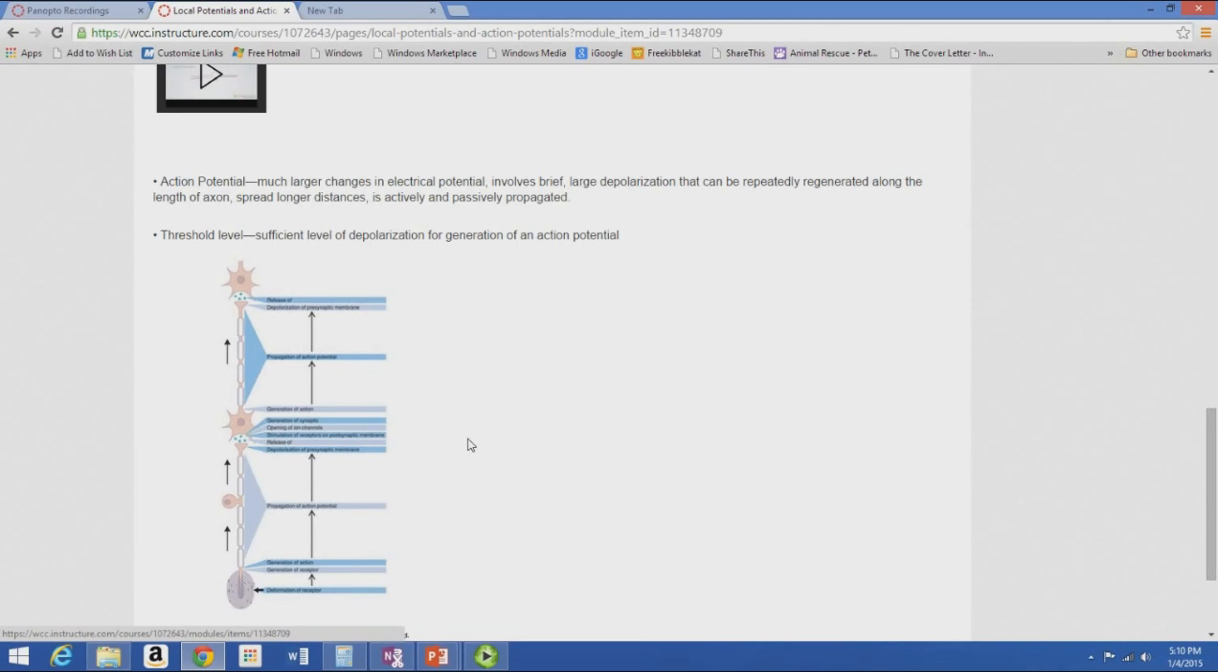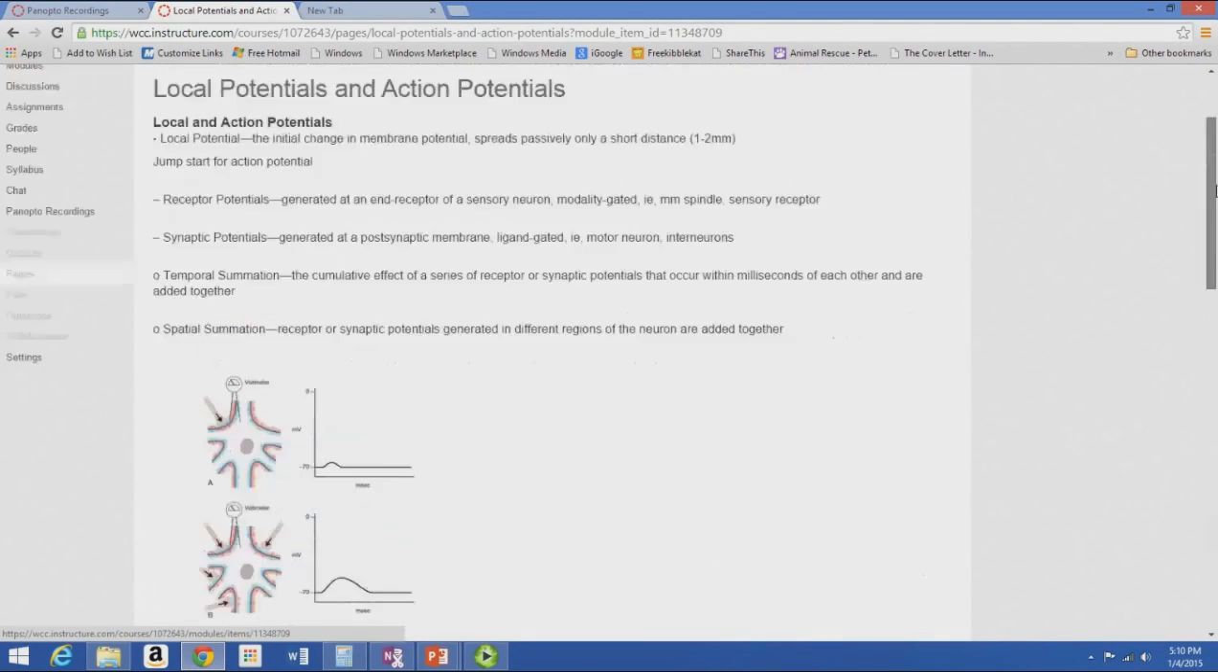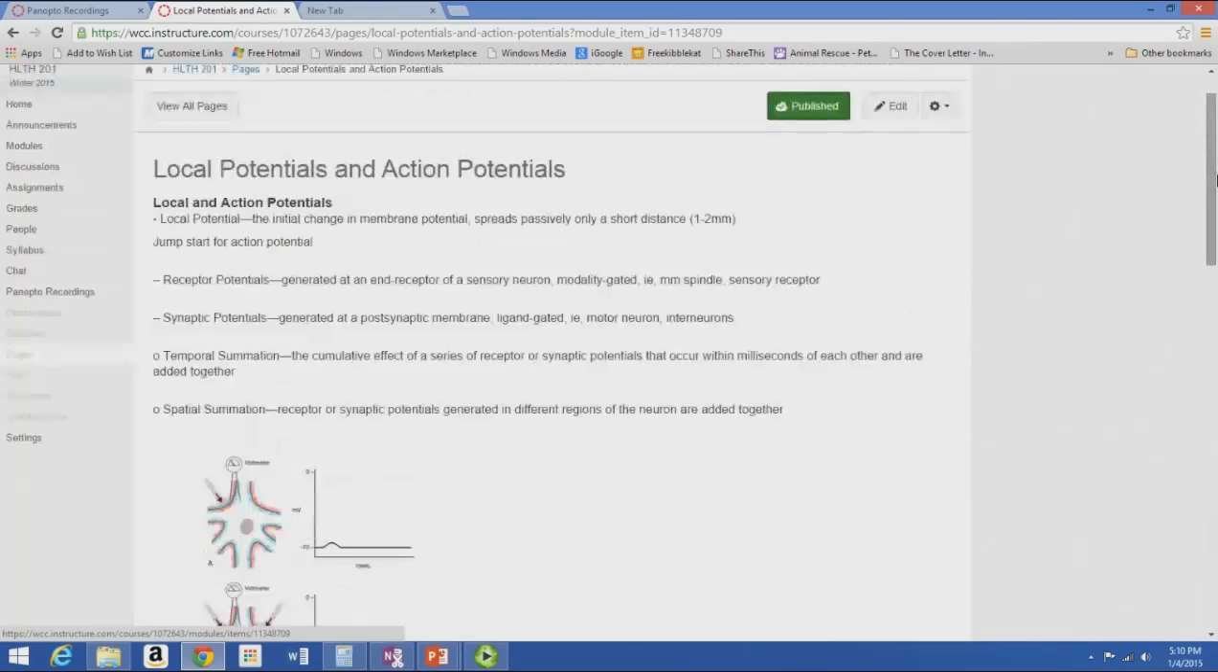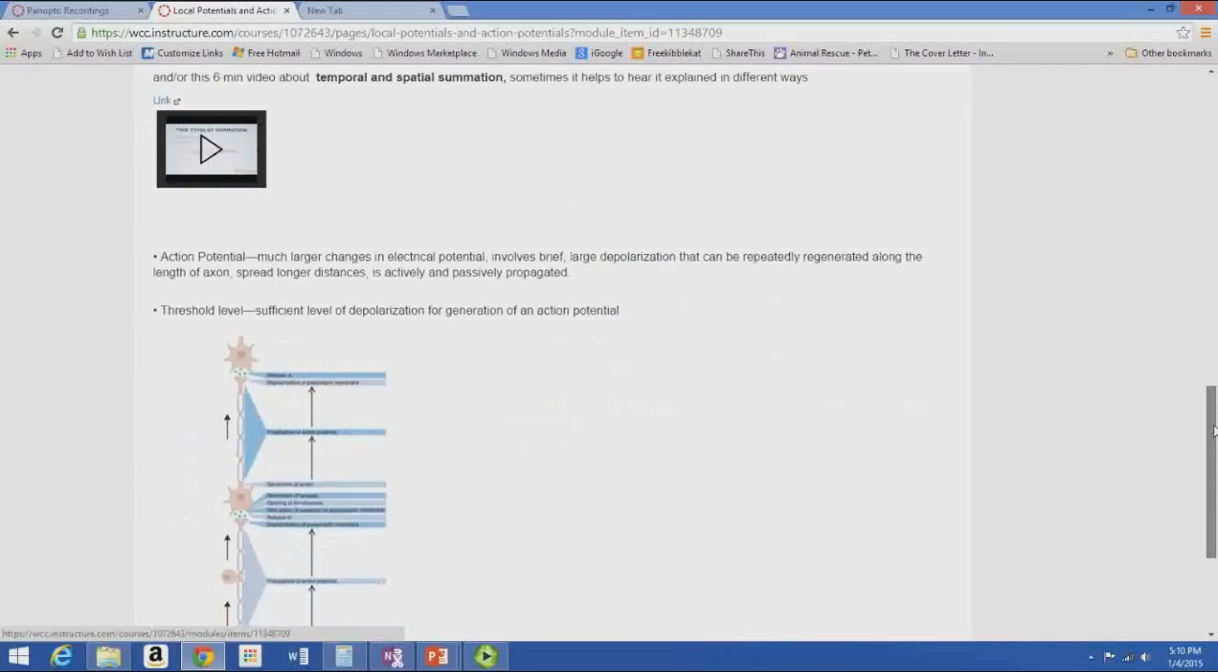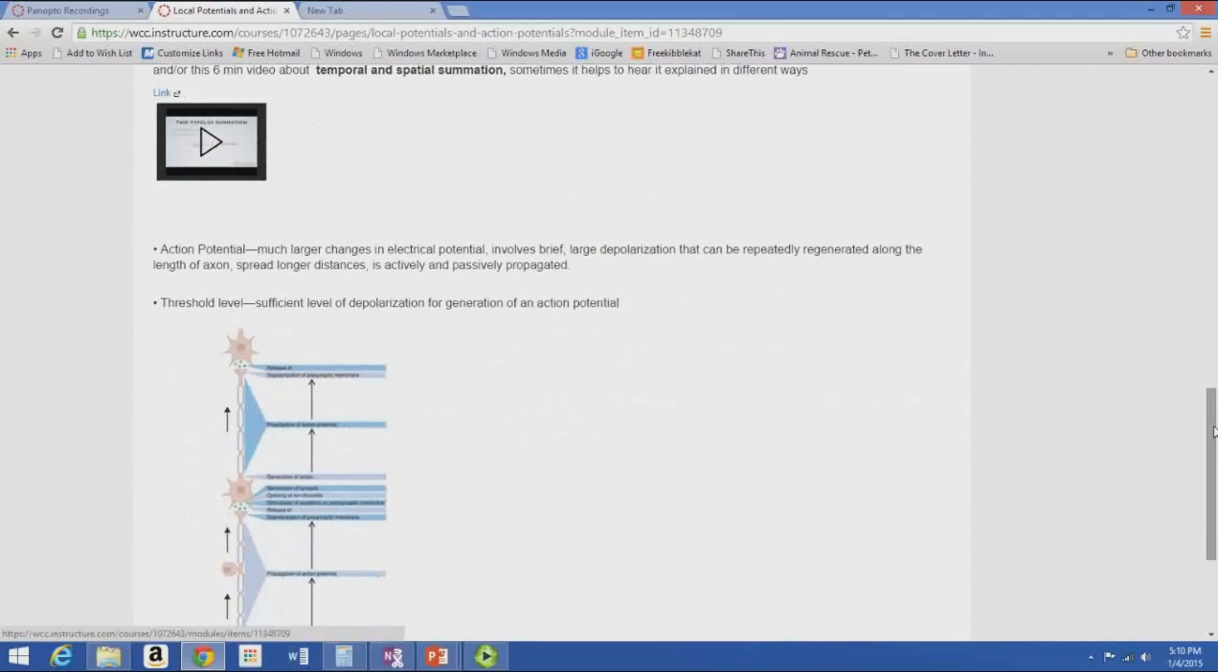They spread longer distances, and they are actively and passively propagated. So the local potentials just spread passively, and they only spread short distances. The action potentials can spread actively and passively, and they spread for much longer distances.